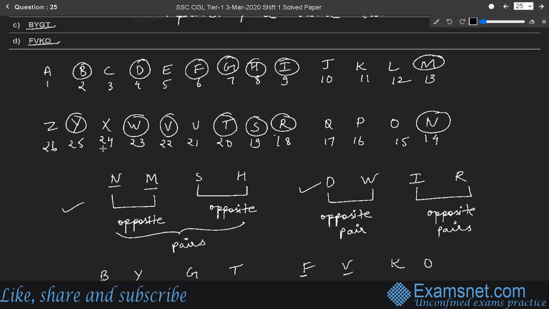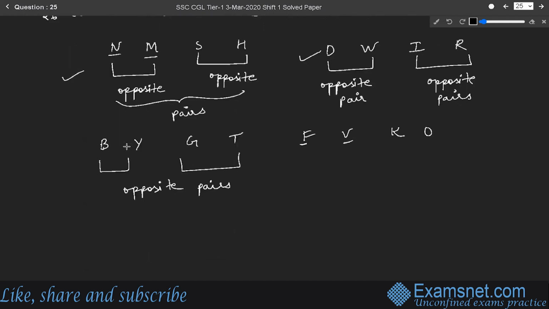We can see that both these are not opposite to each other. U is opposite to F, but V is not opposite to F. So F and V are not opposite pairs. Okay.